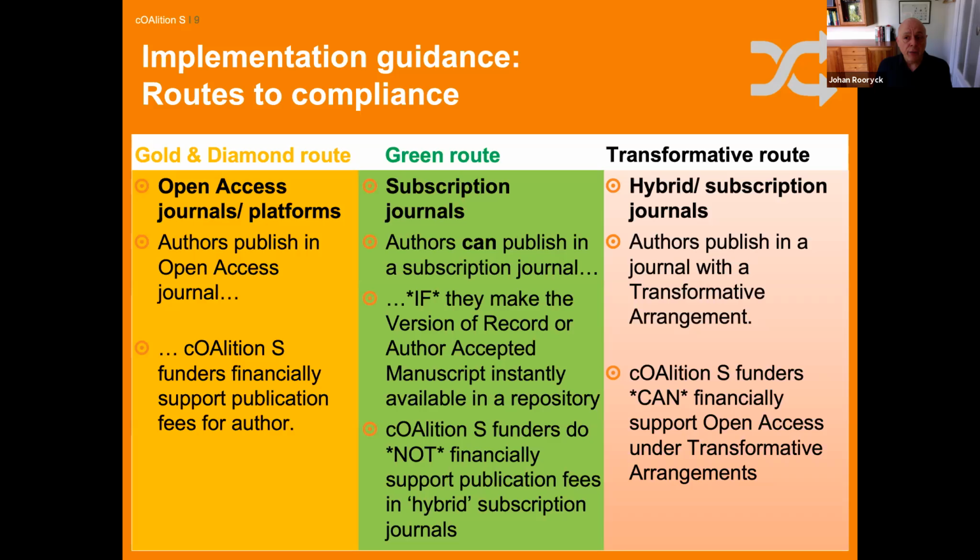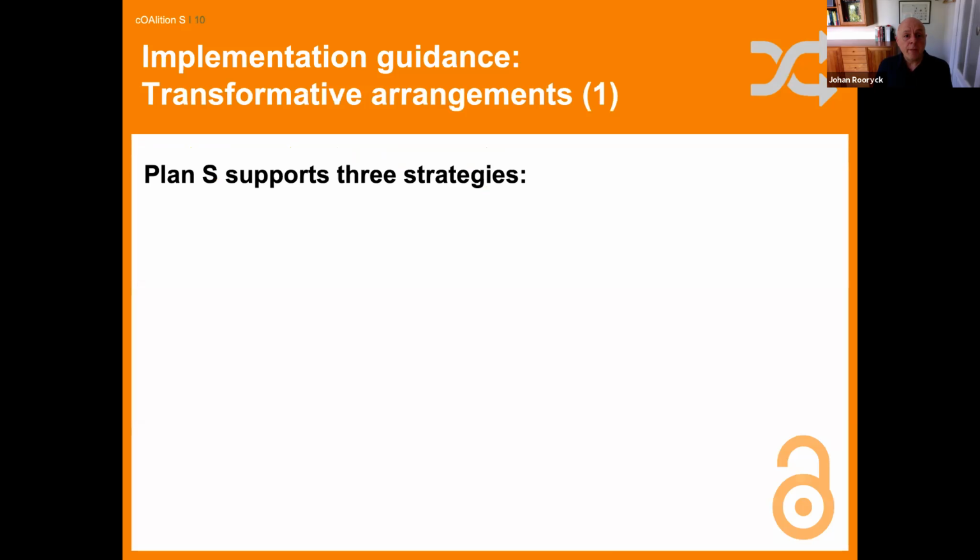Okay, so these are the three routes that we have for authors towards compliance. And of course, this can be a little bit confusing for authors. For that reason, we are developing a journal checker tool, which is also something that I will address later in this talk. Let me now talk a little bit about these transformative arrangements.